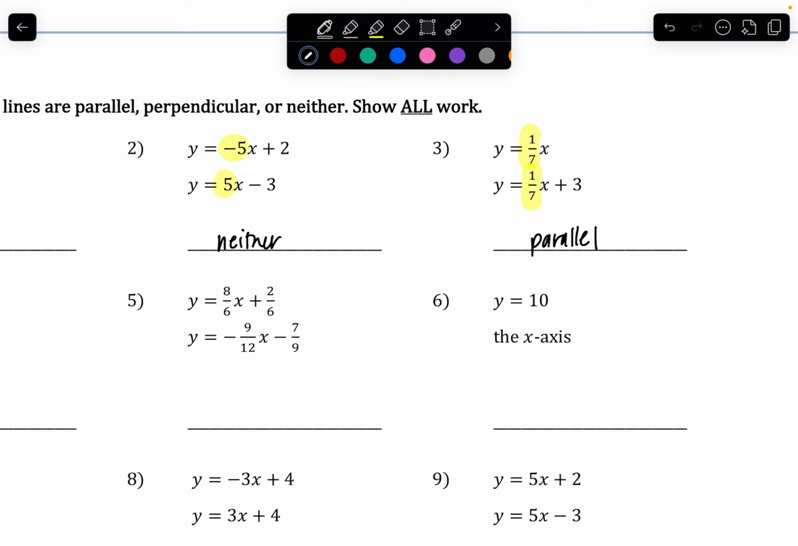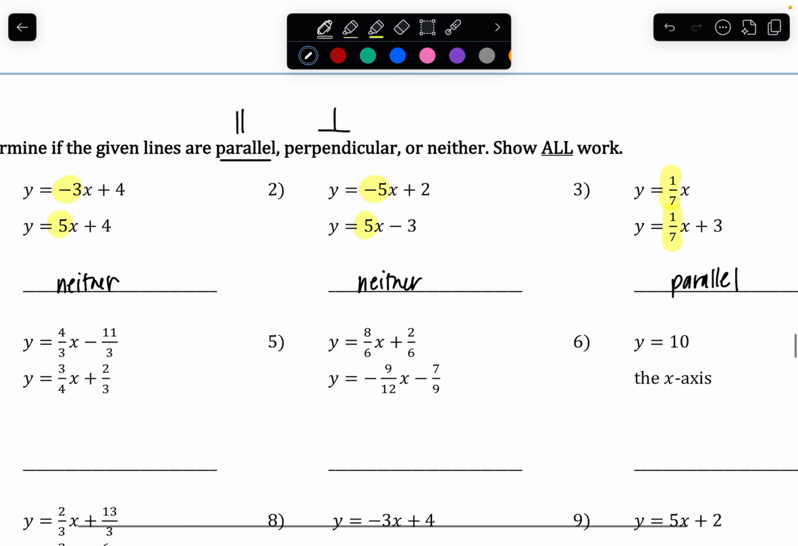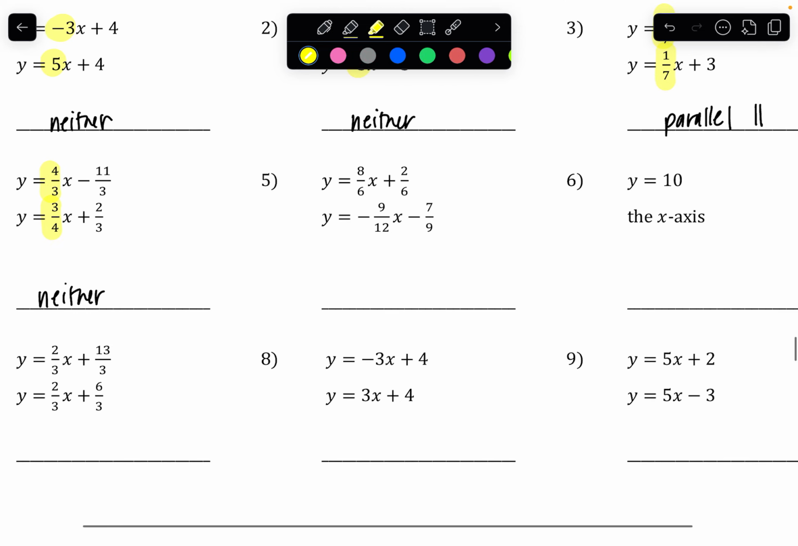Same slope. There are symbols for parallel and perpendicular that we'll start using. Parallel is just like an 11. Perpendicular is kind of like an upside down T. So if you want to start using those symbols, here we have 4/3 and 3/4. They're reciprocals, but not negative reciprocals. They have to have opposite signs. Here we have 8/6 and -9/12.